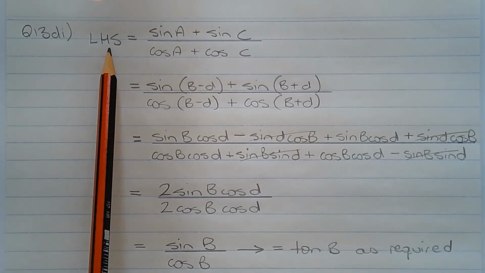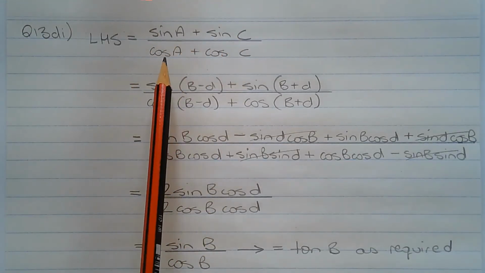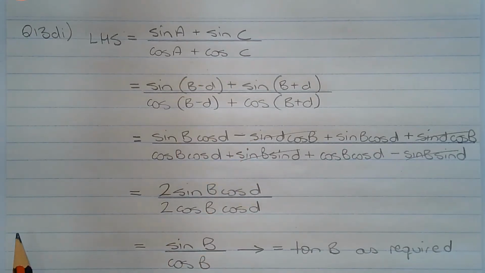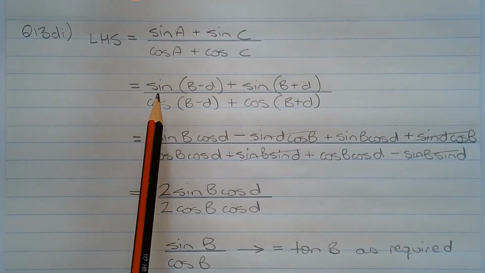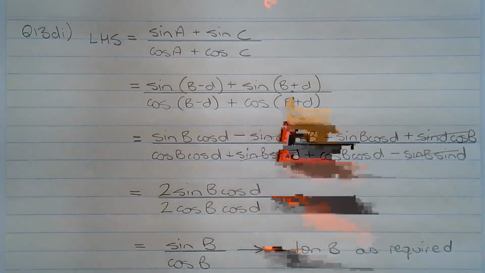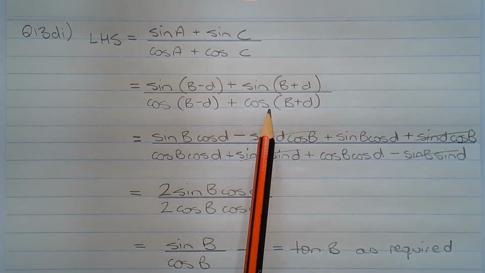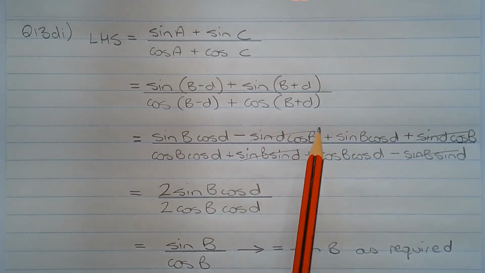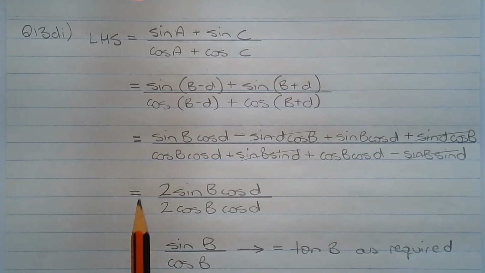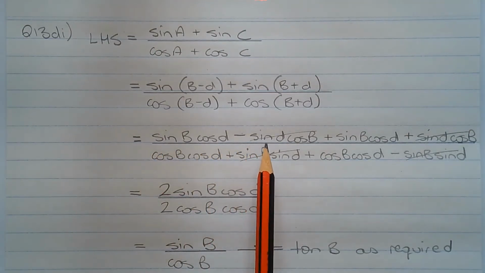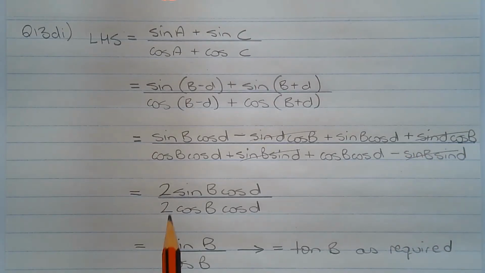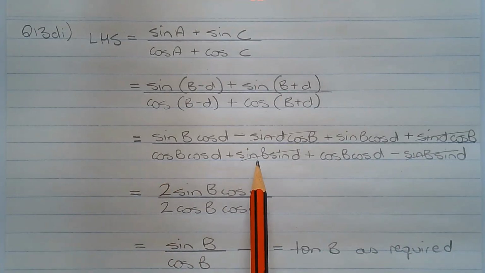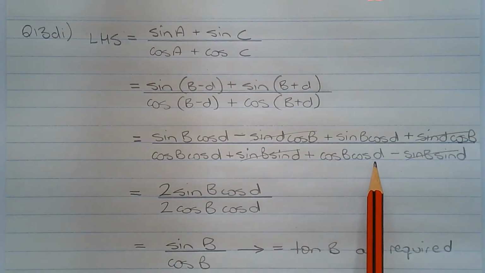From the left-hand side, we have sin a plus sin c over cos a plus cos c. Now a equals b minus d and c equals b plus d. So that equals sine of b minus d plus sine of b plus d over cos of b minus d plus cos of b plus d. And expanding these trigonometric ratios of compound angles, that equals sine b cos d minus sine d cos b plus sine b cos d plus sine d cos b over cos b cos d plus sine b sine d plus cos b cos d minus sine b sine d.